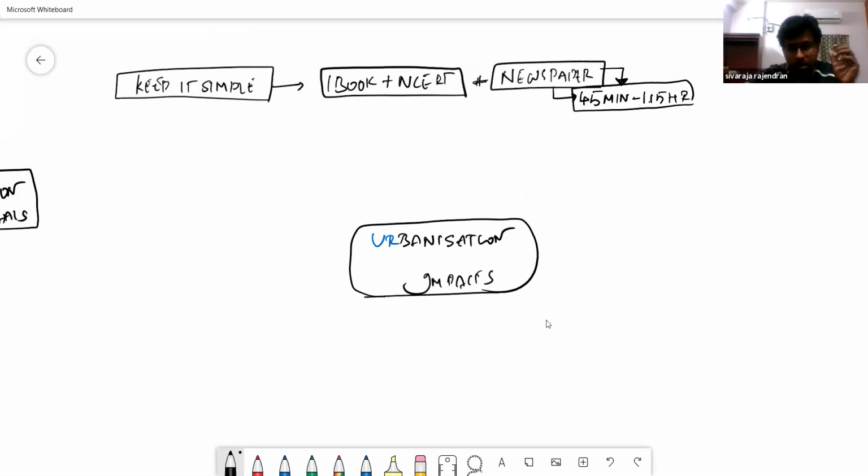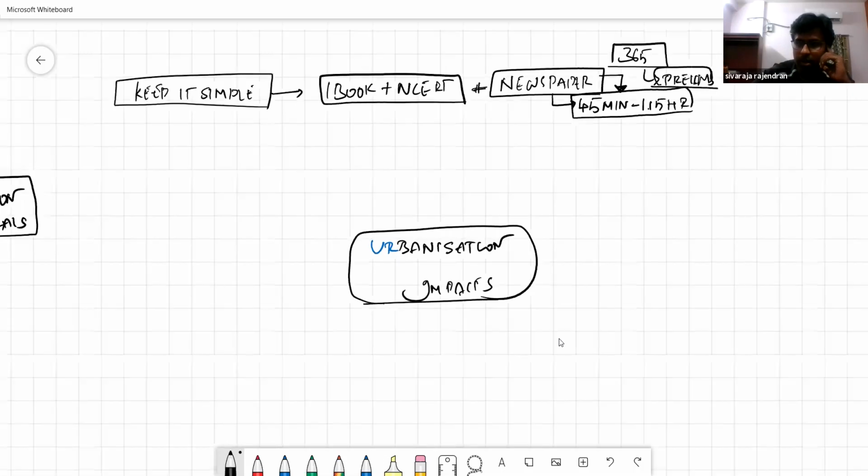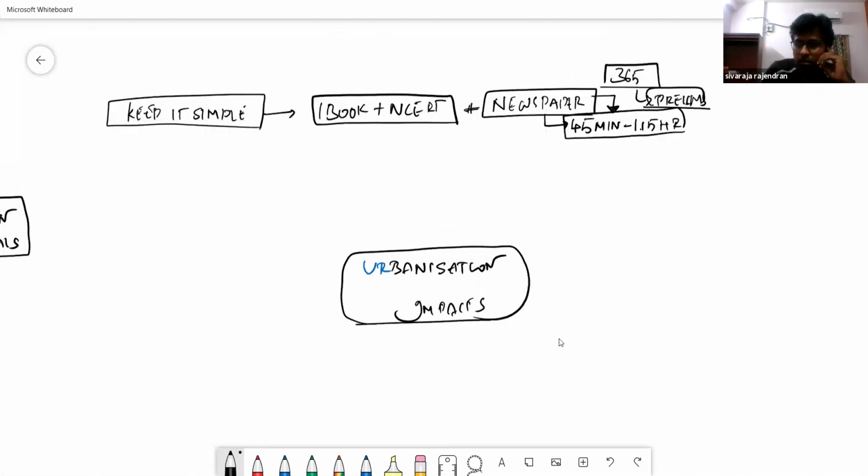Then the consolidated part, something like a 365-day consolidation will come. For prelims, it will come, right? For mains, it is coming. And monthly consolidation. So there will be a 365-day consolidation for prelims, and there will be a 30-day consolidation for every month.